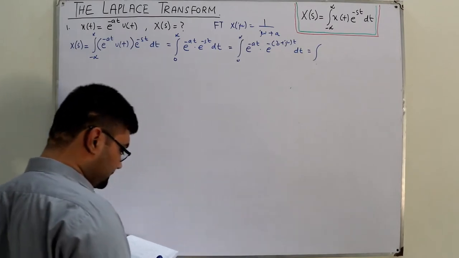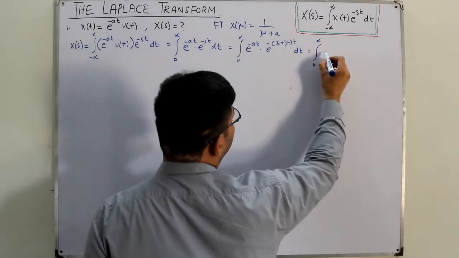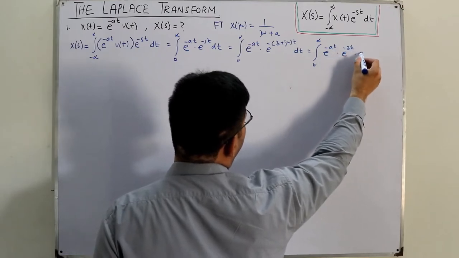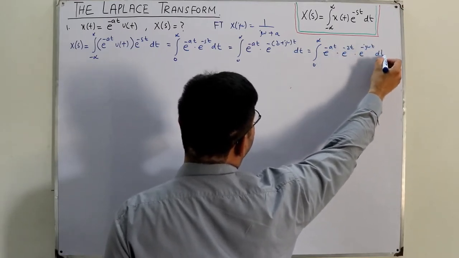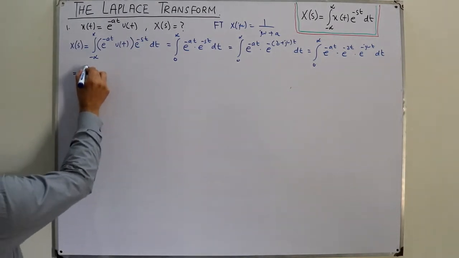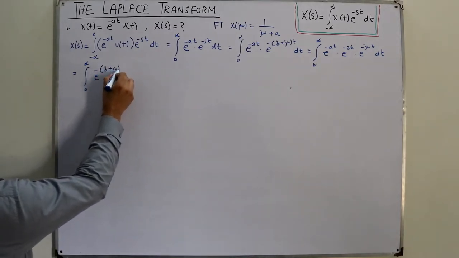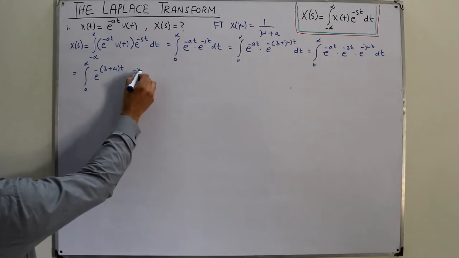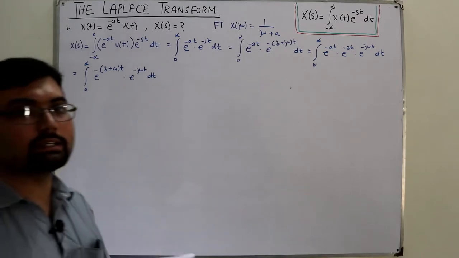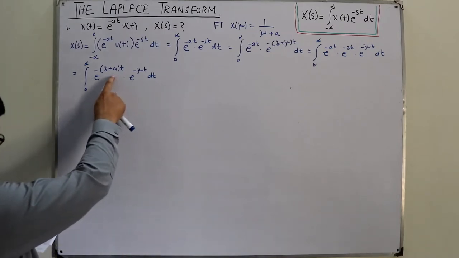Now I can split this: 0 to infinity exponential of negative a t, exponential of negative sigma t, exponential of negative j omega t, with respect to t. Now I can take the negative sign common: I could take sigma plus a common into t, exponential of negative j omega t, with respect to t. Have a look. Isn't this like the Fourier transform, 1 over j omega plus a? Over here your a is this thing, sigma plus a.